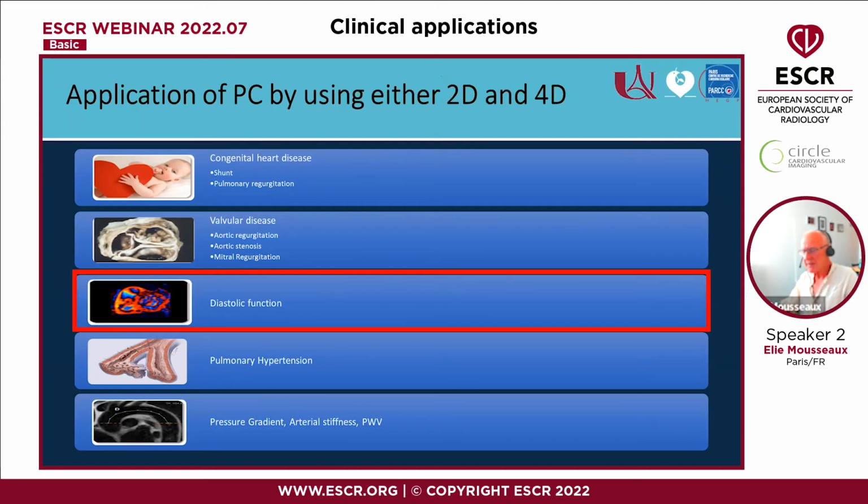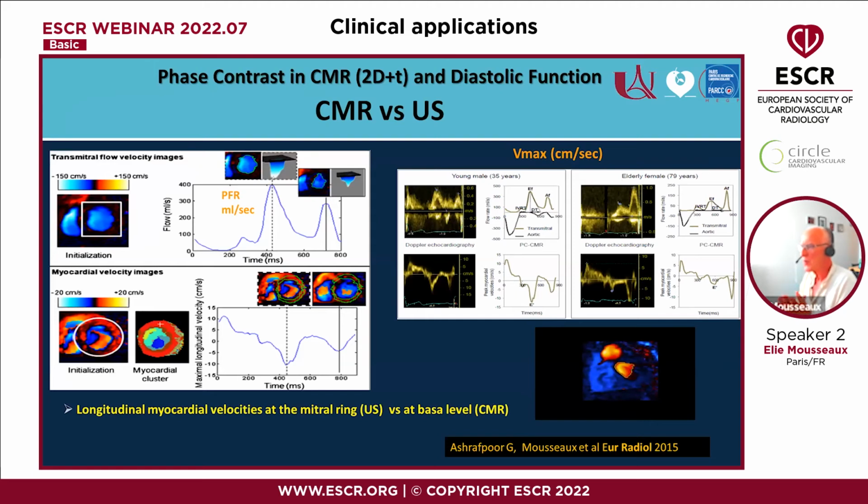The next subject is how to estimate the diastolic function. For the systolic function, as you know, it's quite easy. We estimate the volume, and the systolic function is decreased when you have a dilatation of the left ventricle and when you have a decrease of the ejection fraction. So the flow is not so important. But for the diastolic function, at this time, we are using echo.